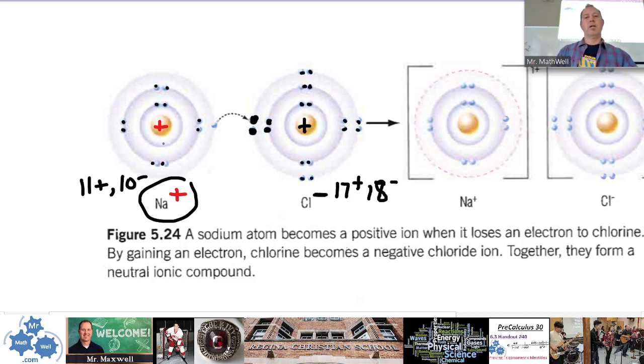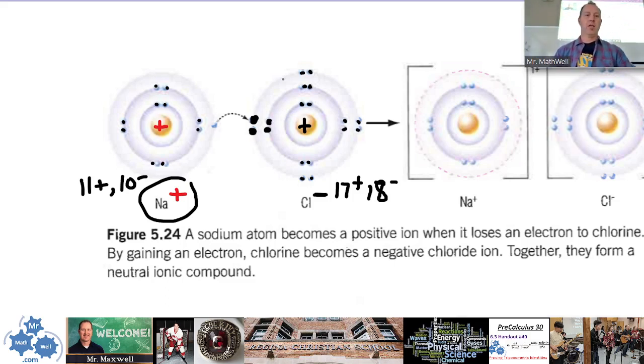Okay? So that's what happens. Sodium and chlorine come close to each other. The electron jumps over here, and then boom, now one's positive, one's negative, and they get sucked together, and their bond, a positive and negative, attracts.